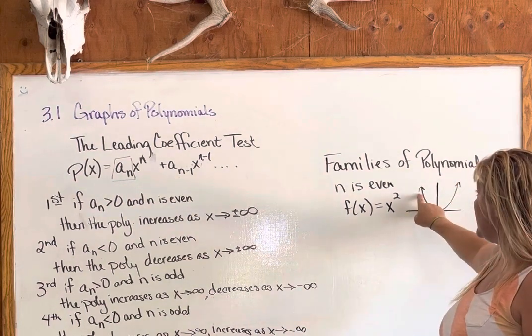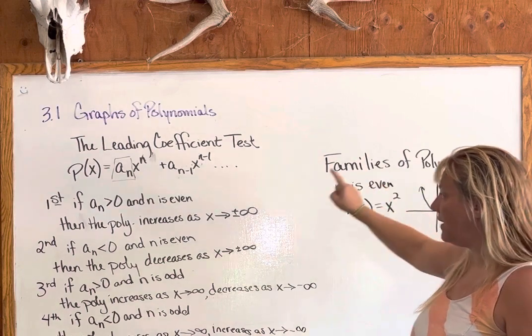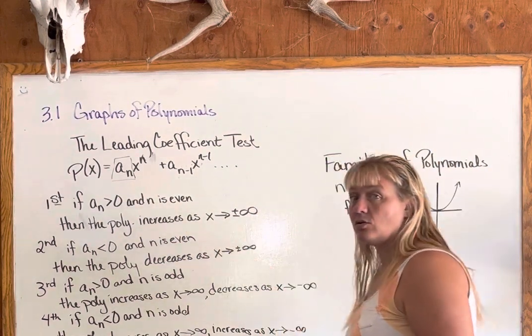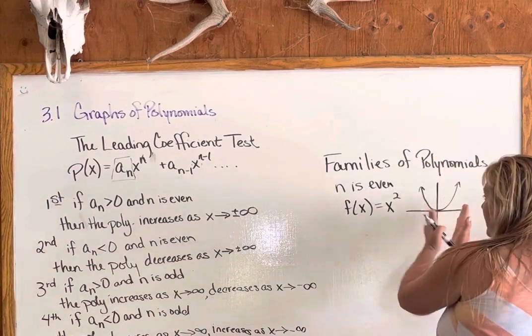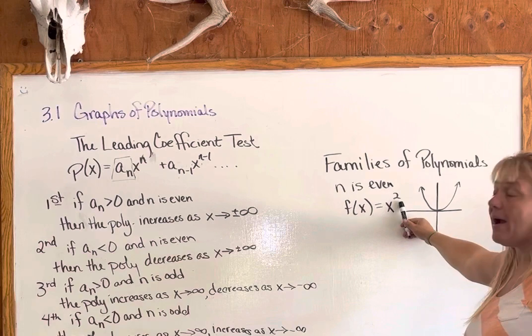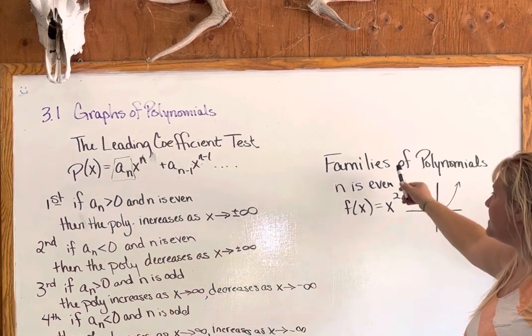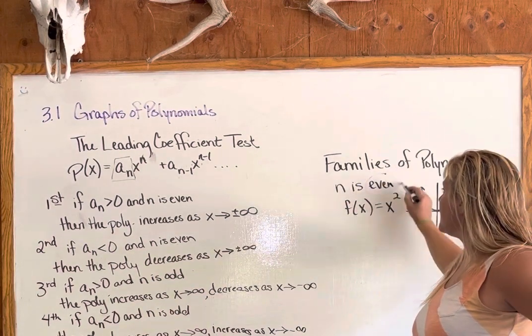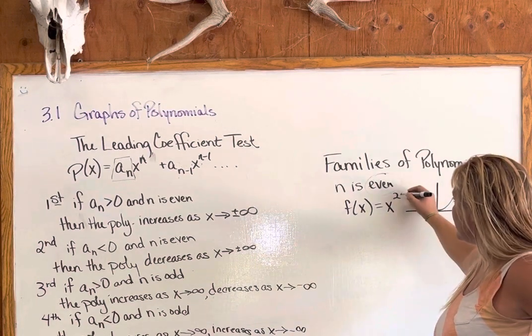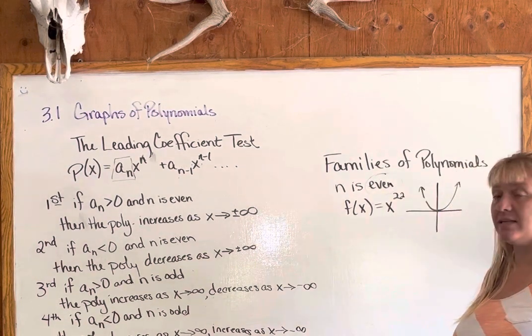Now, what we're noticing is the arrows are both going up. And look what this says. The polynomial increases as x goes to negative or positive infinity. The graph is increasing the whole time. Now that's for x squared, but because they're families, this is going to work for any even number. So if this was x to the 22nd, it's going to work.